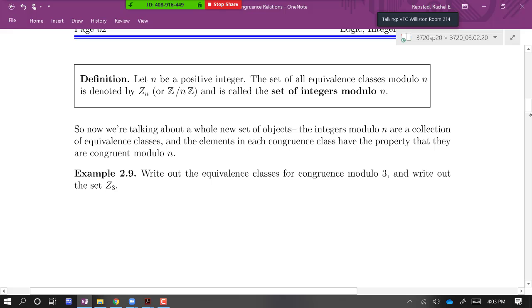So the set of equivalence classes, which we might call Zn, or sometimes you use the blackboard bold Z sub n, or Z mod nZ. That's how we say this: Z mod nZ. They refer to the same thing. They're just the set of equivalence classes, or the set of integers mod n.